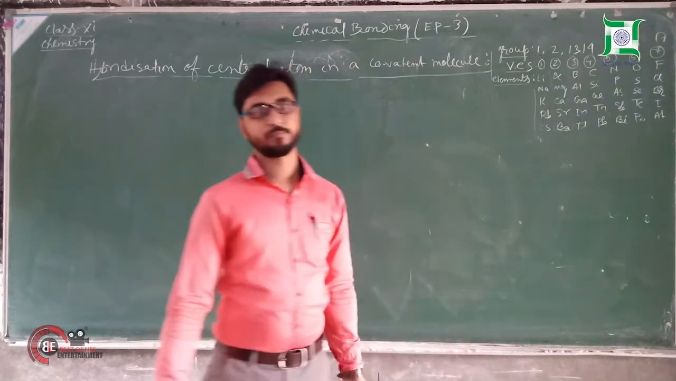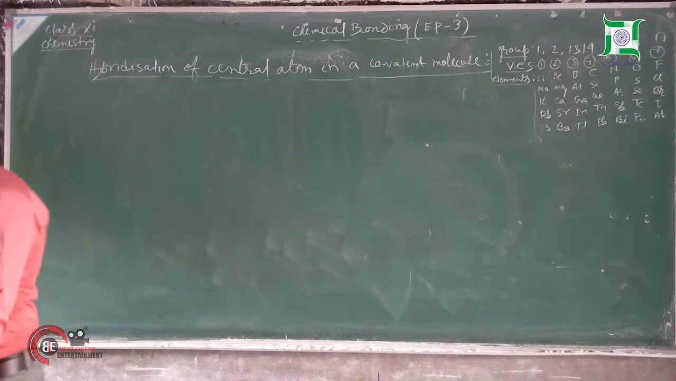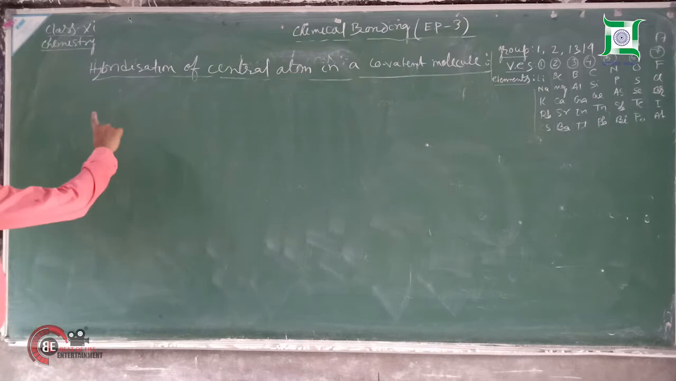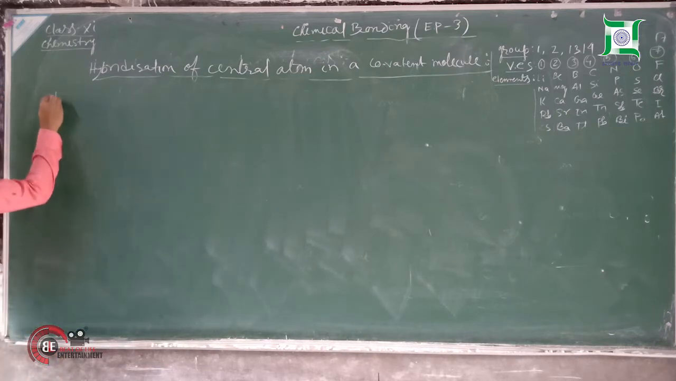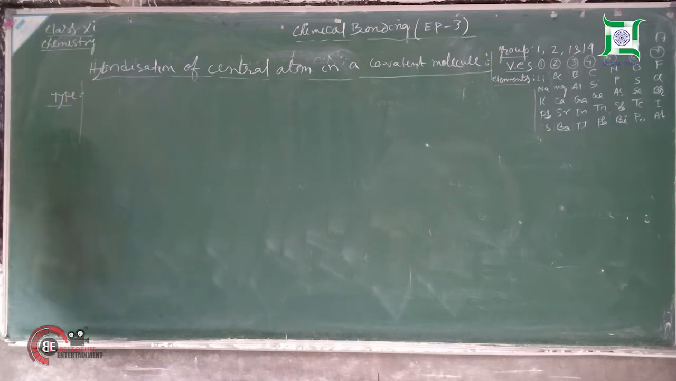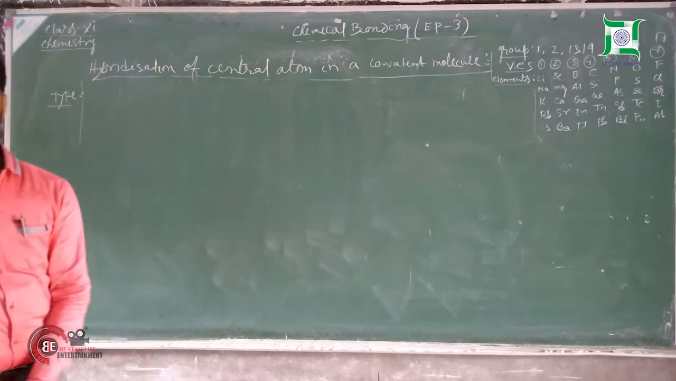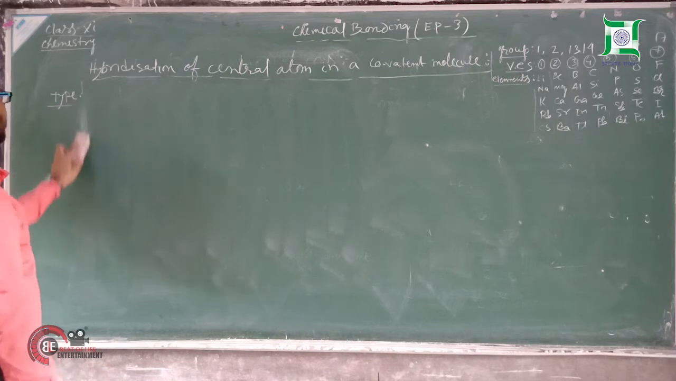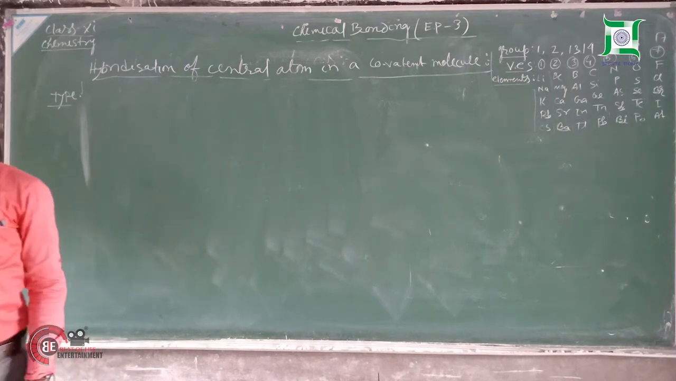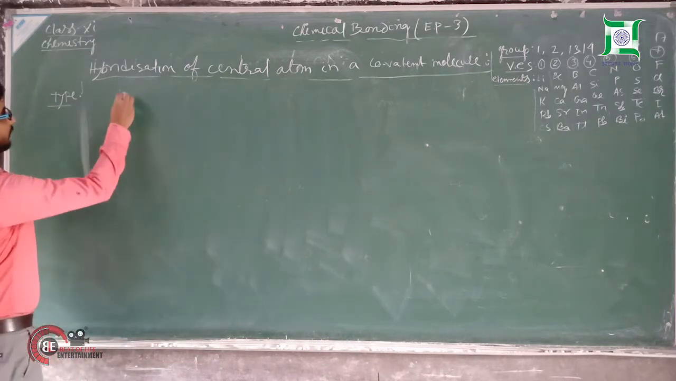Now we can see what are the types of hybridization. अब हम लोग देखते हैं टाइप ऑफ हाइब्रिडाइजेशन के बारे में कि हाइब्रिडाइजेशन का टाइप क्या क्या होता है. तो इसीलिए हम एक टेबल बनाते हैं.